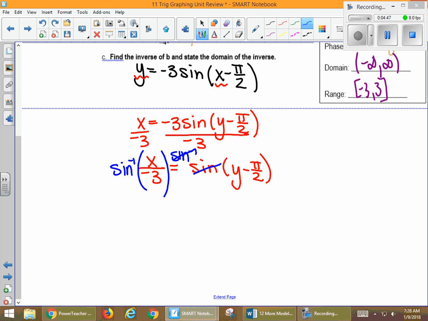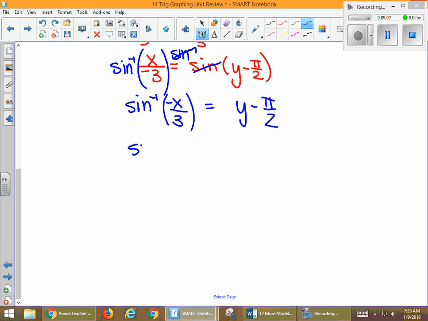And that cancels the sine. You can't move over the pi over 2 until you take the inverse of sine. That's absolutely critical. Stick that negative somewhere. And then you want to add over your pi over 2. And that is your inverse. Usually we mark that as f to the negative 1, especially if we define that original as f of x.